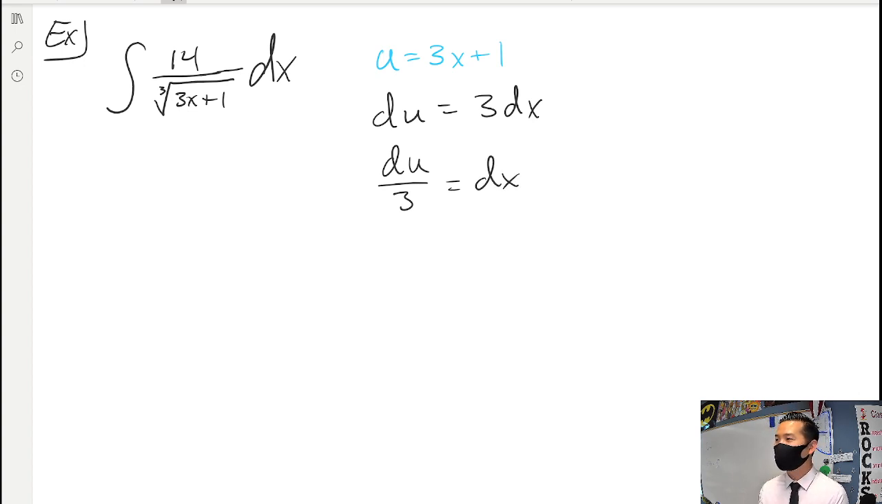Which 3? This 3? That 3? What's the derivative of 3x? I just want to know why it's 3x plus 1. I just rewrote it. So how are you supposed to know? You try it. If it doesn't work, then we try something else. You just have to try it. I know you're like, that 3 doesn't match with that 14. That's okay. You just try it out. Let's see what happens. Work it through.